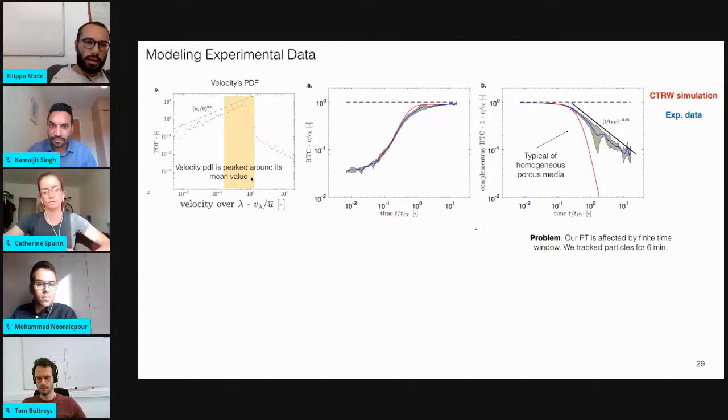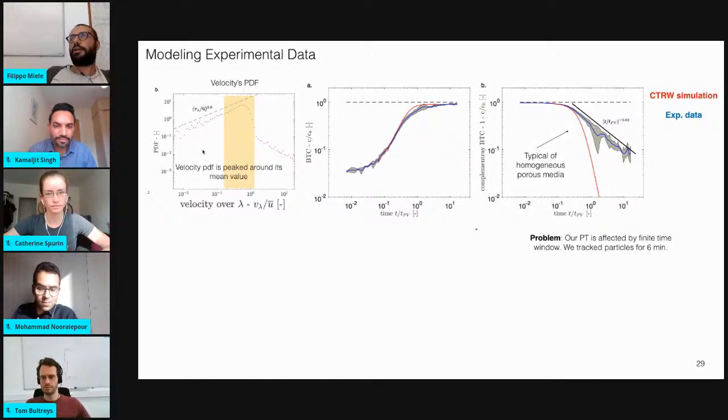And this is quite obvious if we look at the PDF that we were able to measure with the particle tracking. Of course, it shows a peak on the mean velocity, while the extremely low velocities are quite unlikely to be chosen.